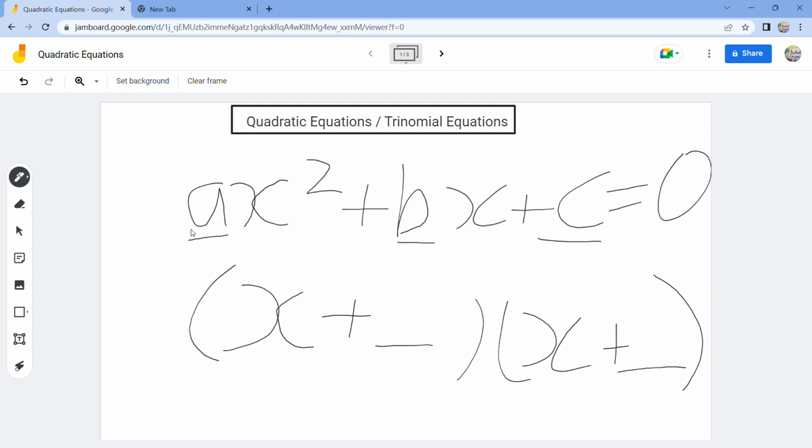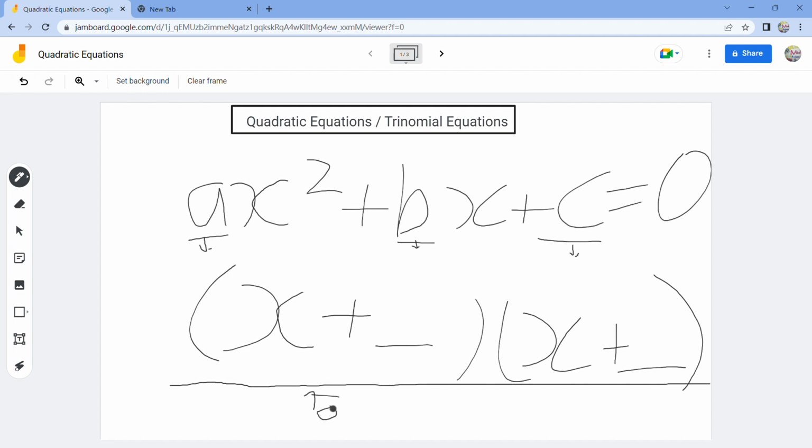The quadratic equation format is ax squared, where a is the front coefficient of the x squared, plus bx plus c equals 0. Then what is x? For the factoring method, you're going to factor and make it in this format. The answer is always 0, so a quadratic equation has two answers.